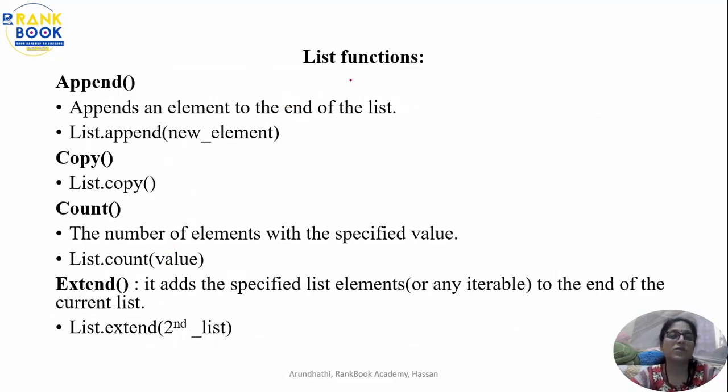And these are all the list functions. Append adds an element to the end of the list, with the syntax list.append with the new element. Next function, copy, with the syntax list.copy. Count counts the number of elements with the specified value, with the syntax list.count. Next is extend, which adds the specified list elements or any iterable to the end of the current list, with the syntax list.extend second list.